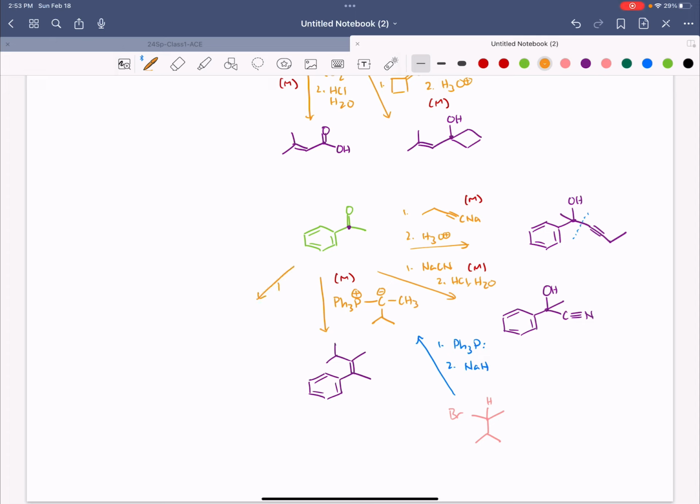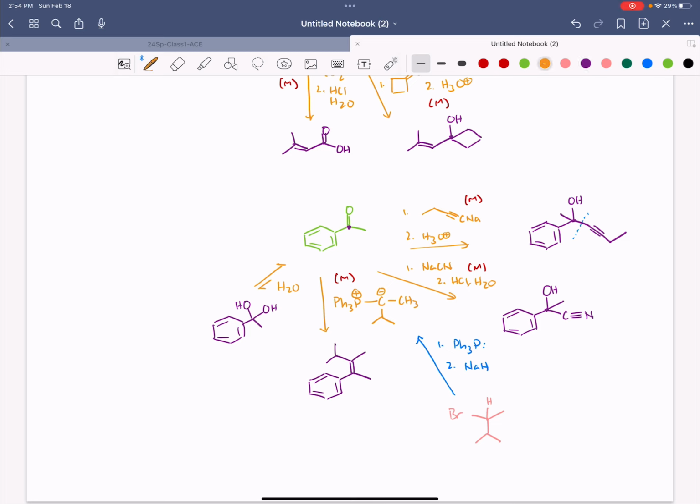Okay, so water. And actually I do want to emphasize that though this happens pretty readily, the equilibrium is still to the carbonyl group. Okay, and we have the hydrate. Don't forget that methyl.